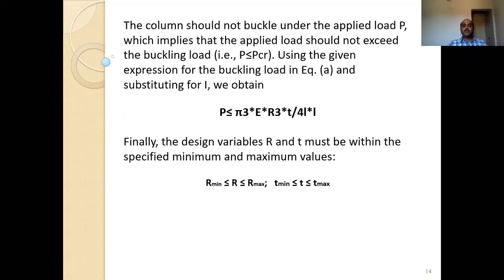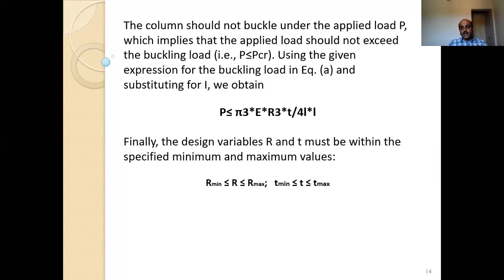And the column should not buckle under the applied load P, which implies that the applied load should not exceed the buckling load. Using this expression for the buckling load and substituting for I, we have P should be less than or equal to pi cube into E into R cube into T by 4L square. This is the crippling load formula because a column fails in two ways: one is by crushing, another one is buckling.